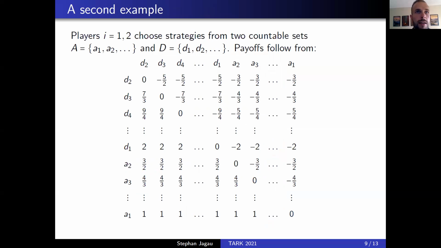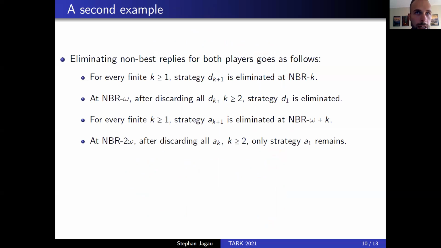It's a little more complicated. The players 1 and 2 here choose strategies from two countable sets, A and D. Payoffs follow from this matrix. I'm not going to delve into that. What's important is only this here. We have a kind of hierarchy of non-best reply elimination. If we look at the strategies D2, D3, and so on, D2 is irrational. D3 is only rational given D2 is possible. D4 is only rational given D3 is possible, and so on. So that means for every k, at k-fold elimination of non-best replies, strategy D(k+1) drops out.